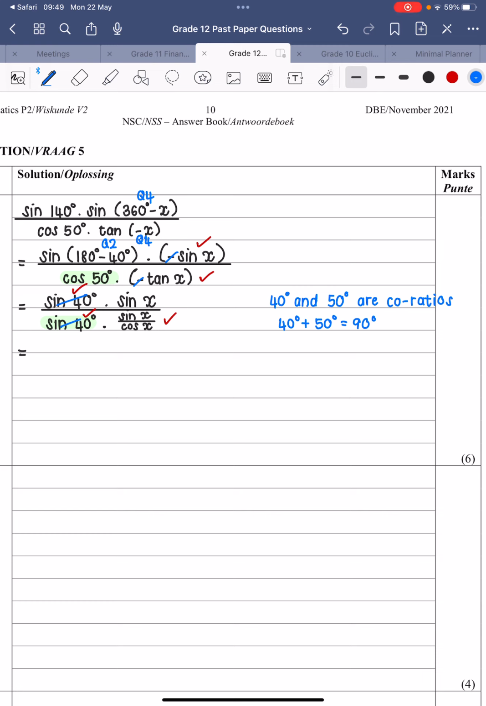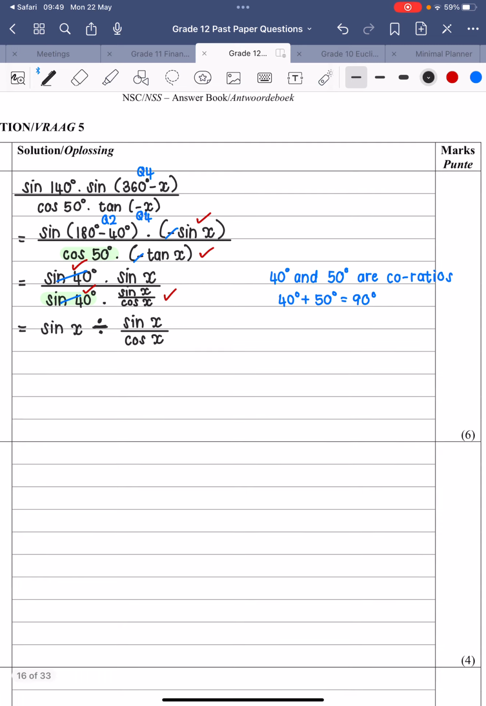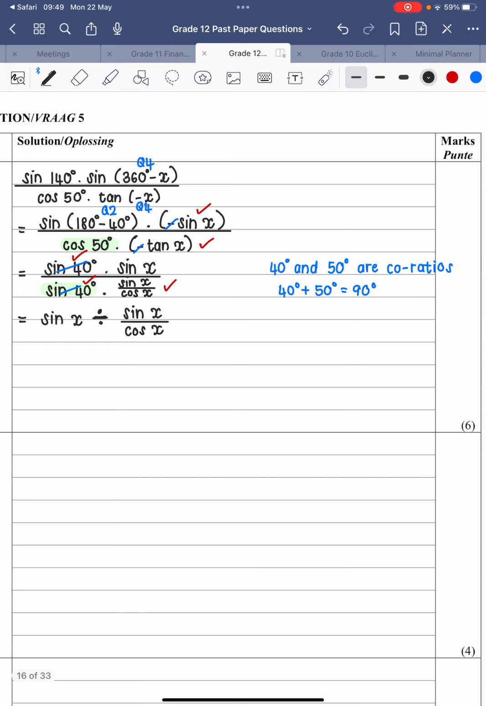So now we're left with sine x divided by sine x over cos x. So I'm just going to write it like this quickly. Sine x divided by sine x over cos x. Now guys, what do we do when we are dividing by a fraction? What did you learn in grade 8? You have to tip and times. So I'm going to change that to sine x times cos x over sine x.